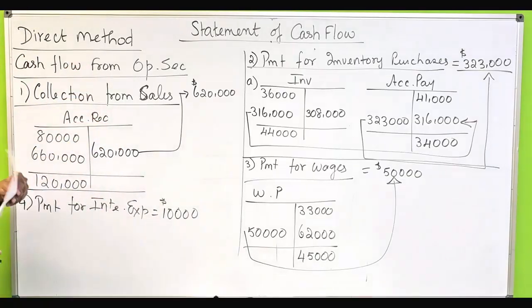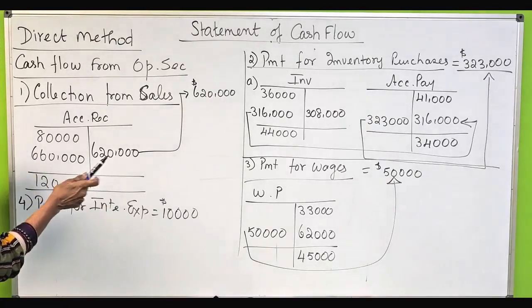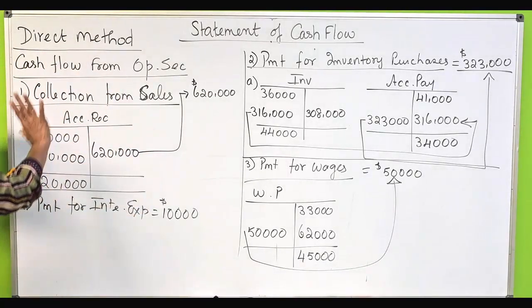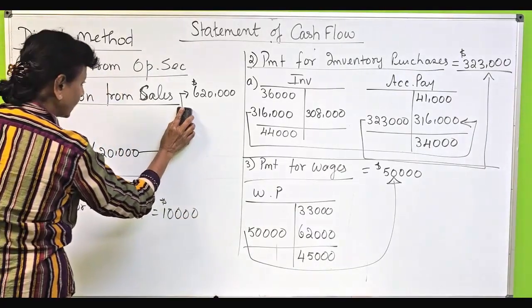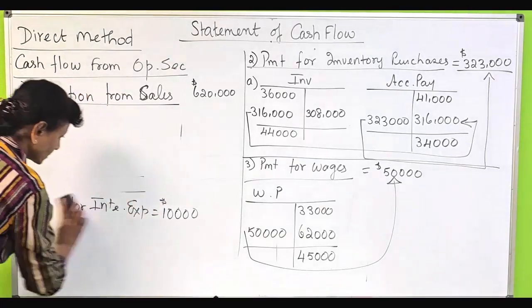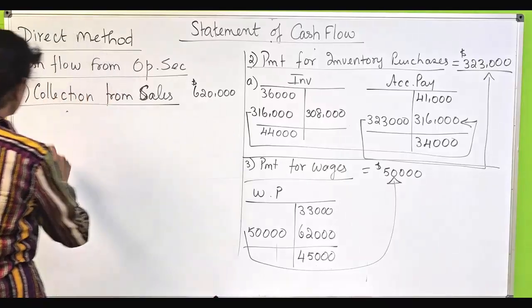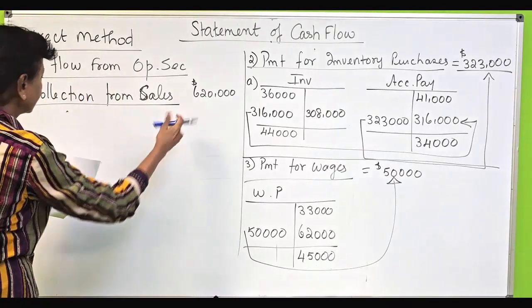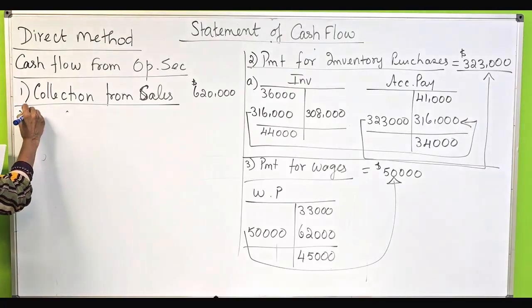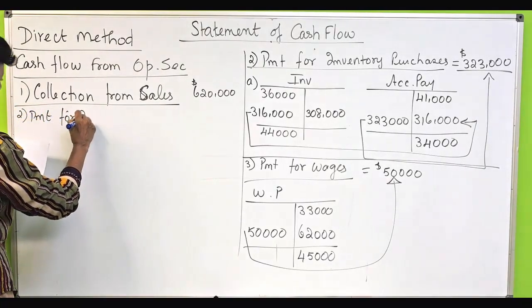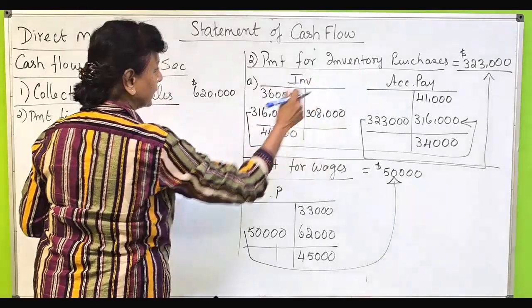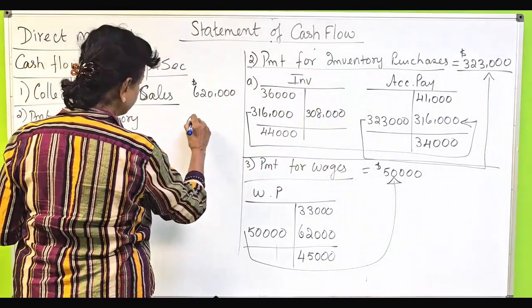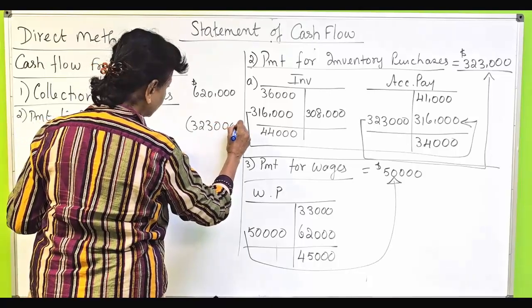So if you look at all these numbers, okay folks, what do you have? I'm going to erase the board. You have all the numbers. So here, cash flow from operating section. First number, collection from sales, 620,000. Second, payment for inventory purchases. You have $323,000. That is a negative number because the cash is going out.